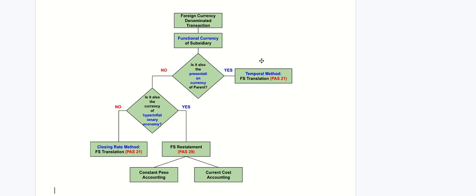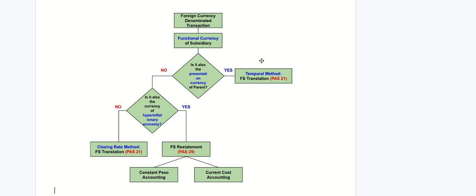If the answer is yes, it is under the temporal method or FS translation according to PAS 21 or IAS 21. However, if it is not, you need to ask the question if it is also the currency of the hyperinflationary economy. If the answer is yes, accordingly, it proceeds to FS restatement under PAS 29, which we'll be discussing in another video, where the two methods involved are constant peso accounting and current cost accounting.